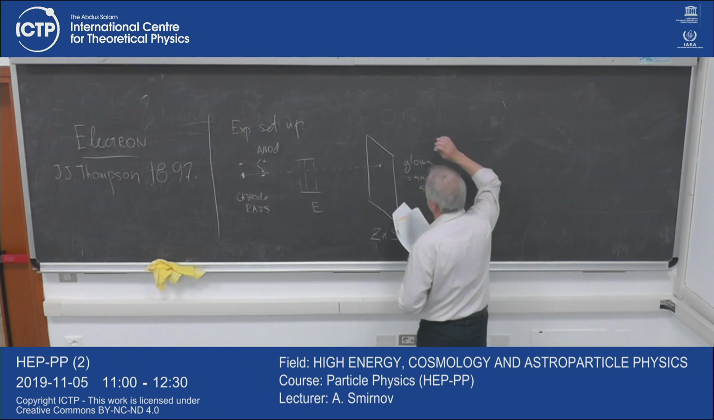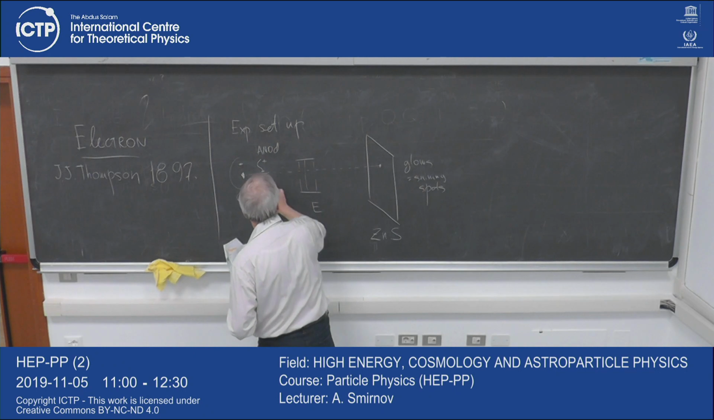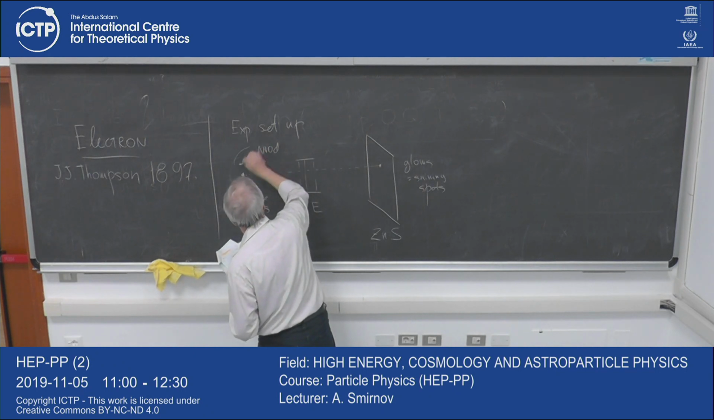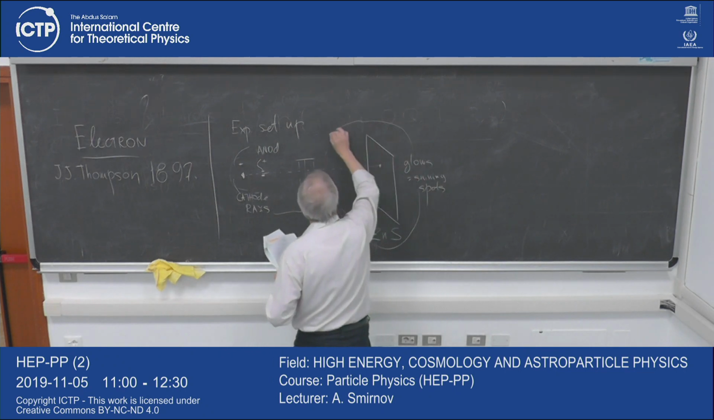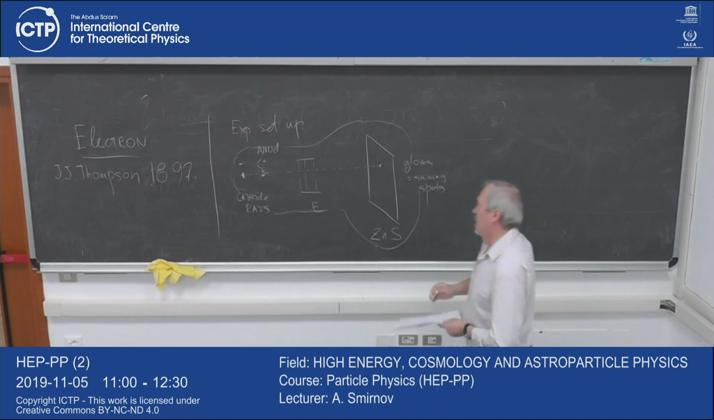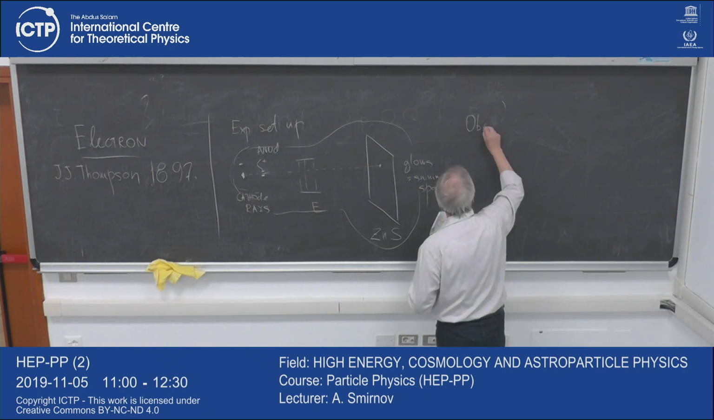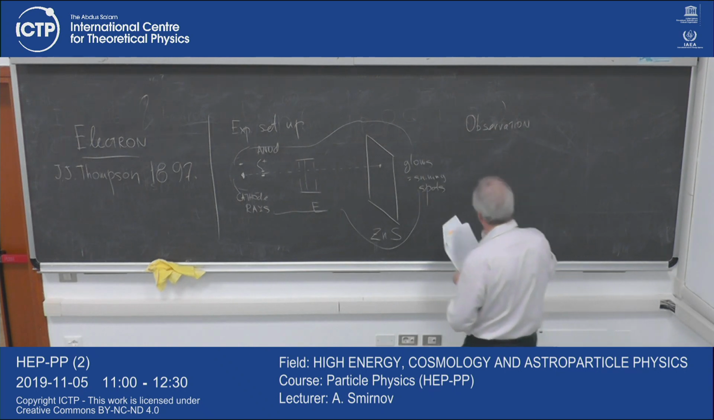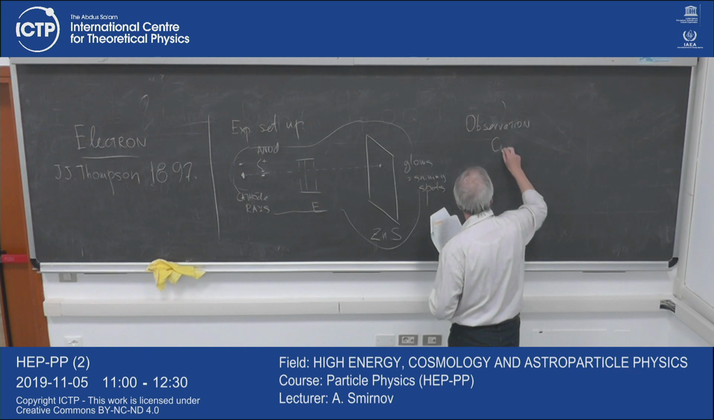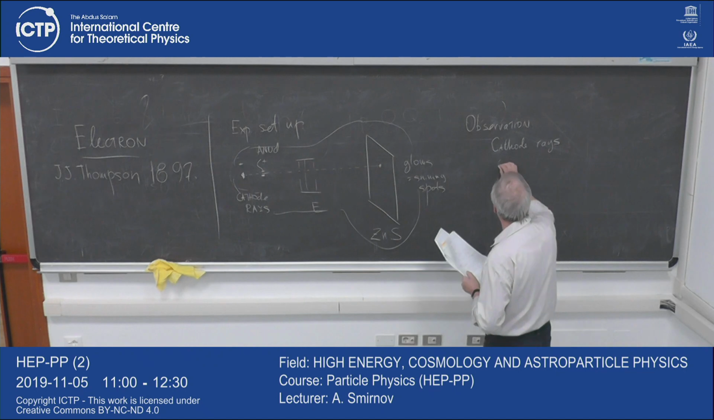Let me now summarize. So he has this experimental setup, and everything was in the tube. Here is also inside the tube with very small pressure, so it was evacuated, well evacuated. What are observations? So he saw these rays, cathode rays, which produce glow on the screen.